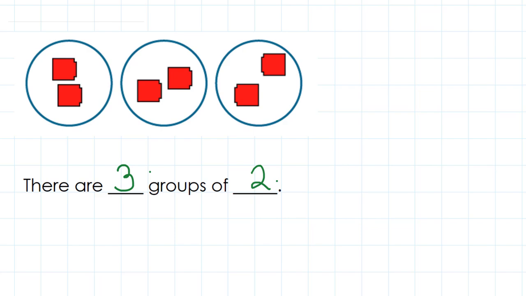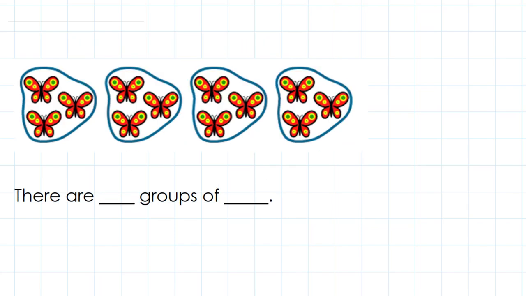And then last example. Here, do you think you can say what goes in the gaps? There are blank groups of blank. Well, remember in the first gap, it's how many groups there are. So here there are 4 groups of 3. 4 groups of 3 butterflies.